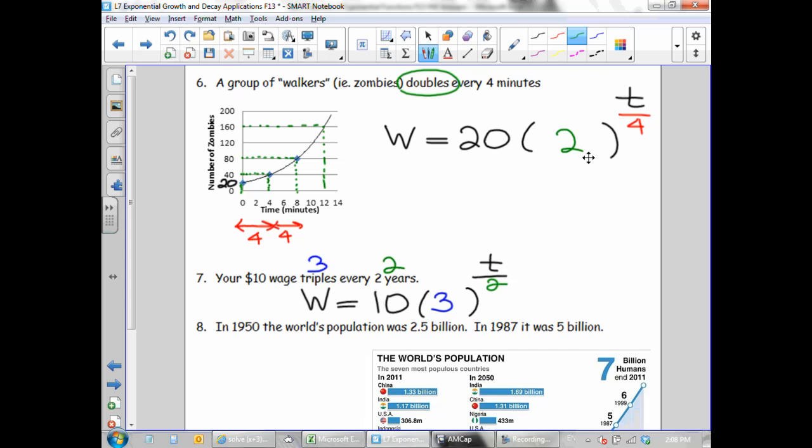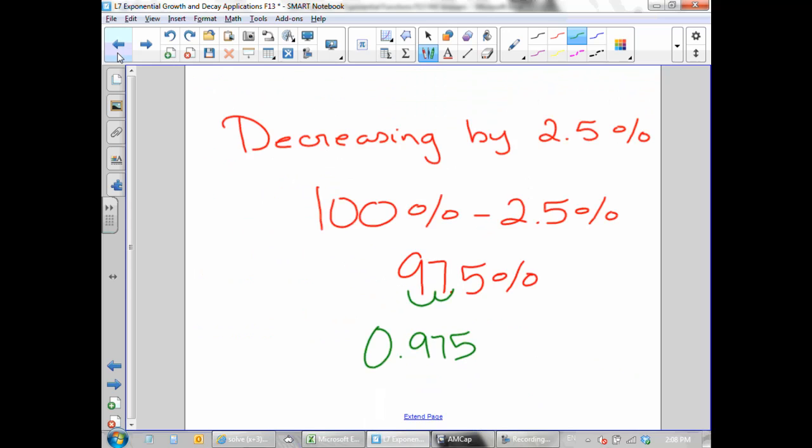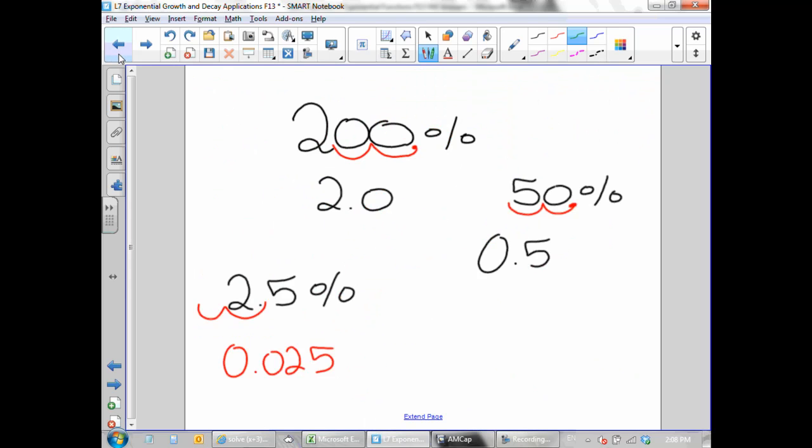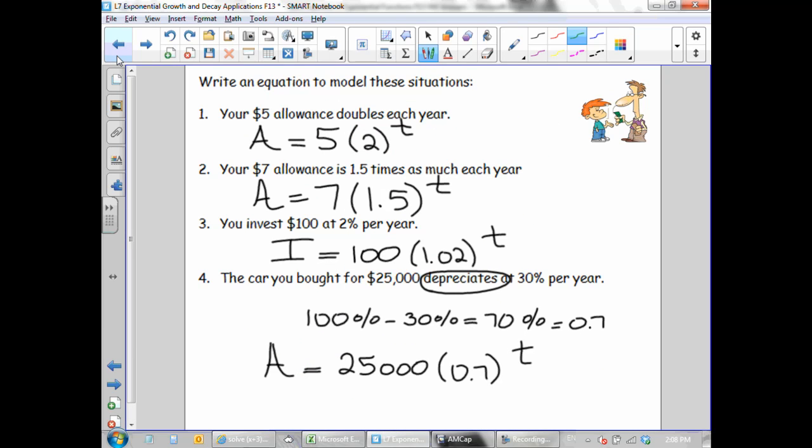Earlier, I'll just rewind for a sec. Look at all the questions the way they were worded. Your allowance doubles each year. Each year implies 1. We were dividing t by 1. Each year, 1. We were dividing t by 1. Do we have to divide t by 1? Doesn't change it. So we were actually dividing all along. But we don't need to because divide by 1 doesn't change it.